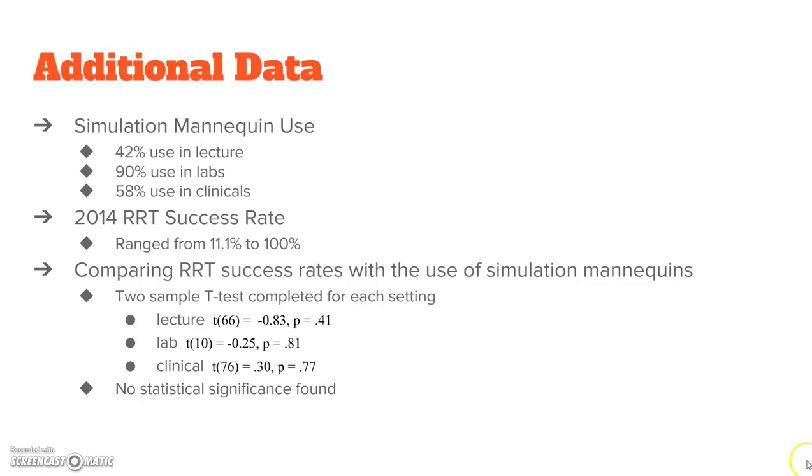When comparing those success rates with the use of simulation mannequins, I used a 2-sample t-test, and you can see the results here for lecture, lab, and clinical settings, but with the alpha level of 0.05, no statistical significance was found.